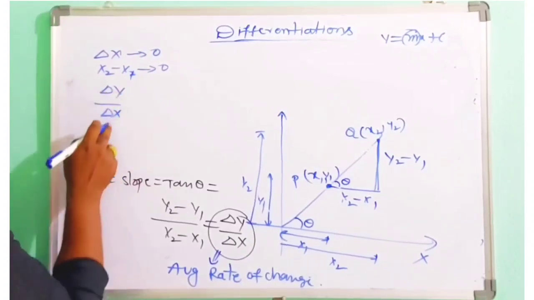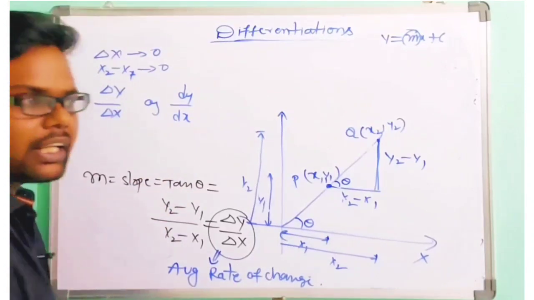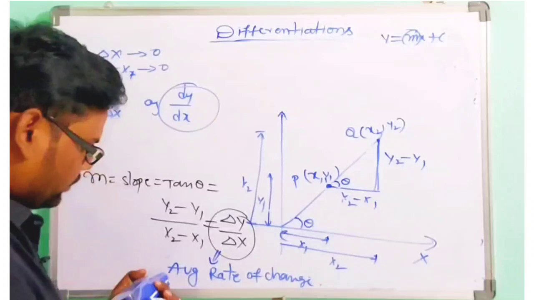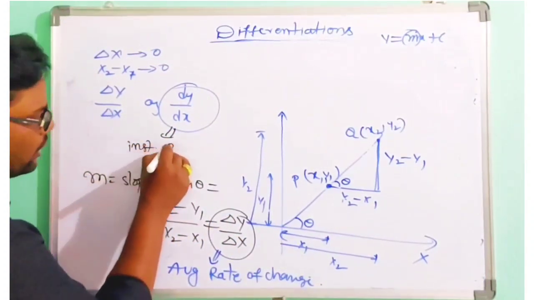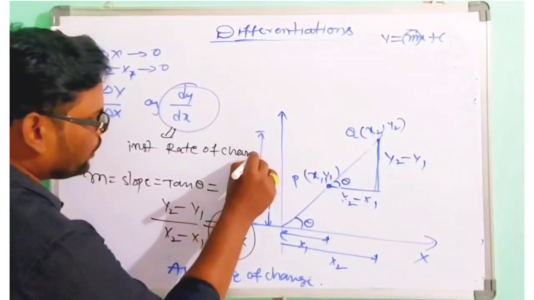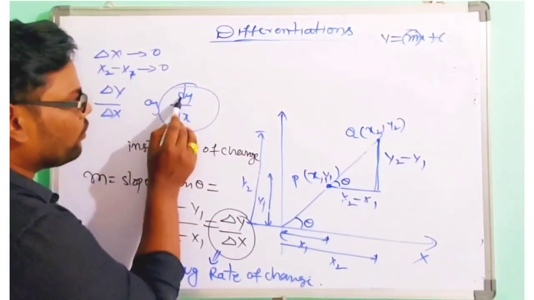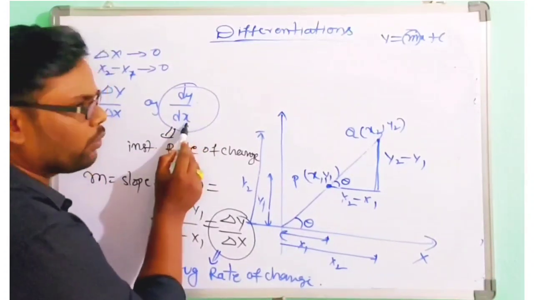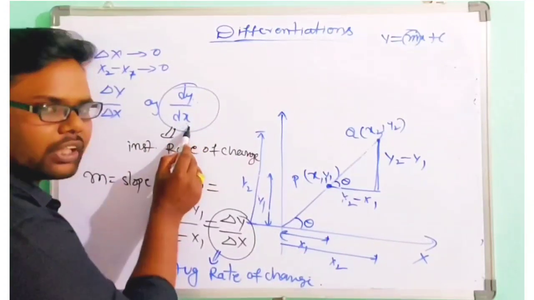we can write delta y by delta x as dy by dx, and this dy by dx gives us the instantaneous rate of change. So dy by dx means the slope of y with respect to x, or rate of change of y with respect to x, or derivative of y with respect to x.